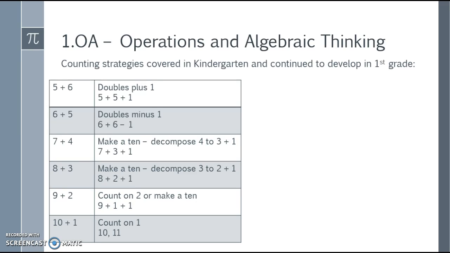We could make 10, decompose 3. I need 2 more to get to 10, so 3 is 2 plus 1, which is 8 plus 2 plus 1. Count on 2 or make a 10. So I could decompose 2 into 1 plus 1 because I need 1 more to get to 10 with 9, or count on 9, 10, 11. And then here just count on 1, so 10, 11.